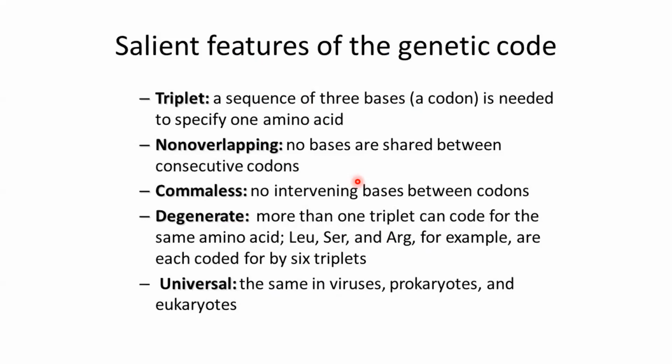So degenerate means that more than one triplet can code for the same amino acid. We need one triplet, but unlike tRNAs, where we are saying we need 21 tRNAs only, in codons we don't need only 21 codons. We can have 100 codons and 100 different codons for one amino acid. We can have only 2 codons. We can have only one specific codon for one amino acid. So it's degenerate. It depends on the amino acid.